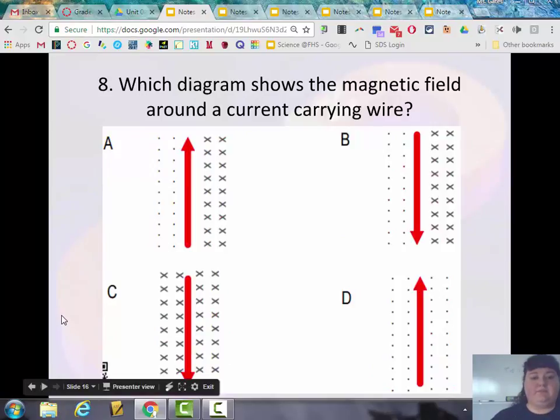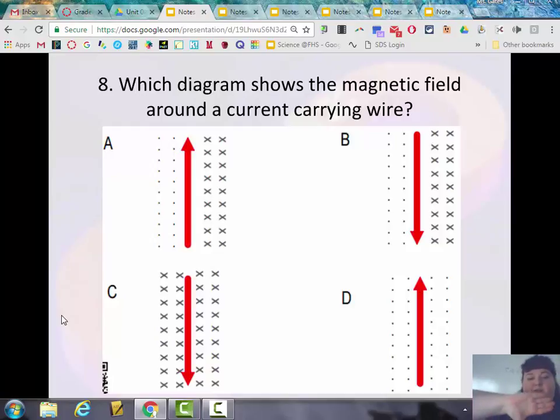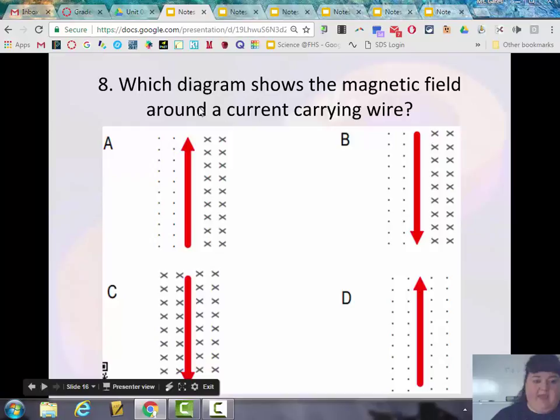And last example. Which diagram shows the magnetic field around a current carrying wire? My thumb for A should be pointing upwards. My fingers would curve out and then in, so A seems correct. On B, my fingers would be curving in on the left, but then out, so that is incorrect. And that also makes C and D incorrect. So the answer should be A on this one.